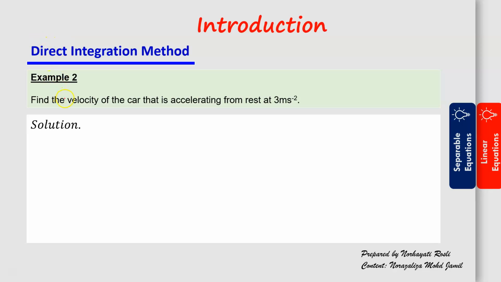Now class, we go to this example 2. The question asks you to find the velocity of the car that is accelerating from the rest at 3 meters per second to the power of 2. In this case, we know that acceleration, when you learn in additional maths, is given by a. And this acceleration, the relation with the velocity, is given by a equal to dv/dt. So from here, we can write a, which is equal to dv/dt, from the rest, equal to 3 meters per second to the power of 2.